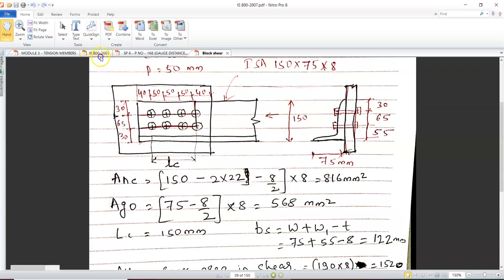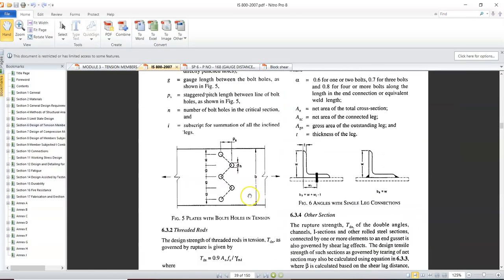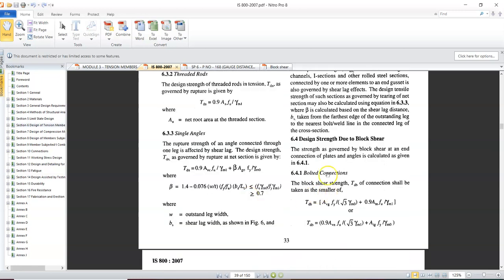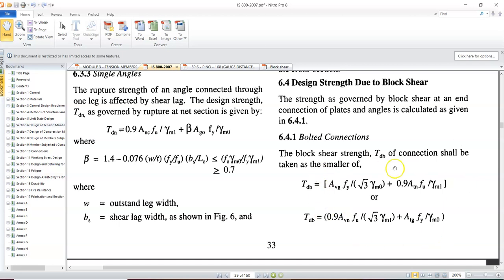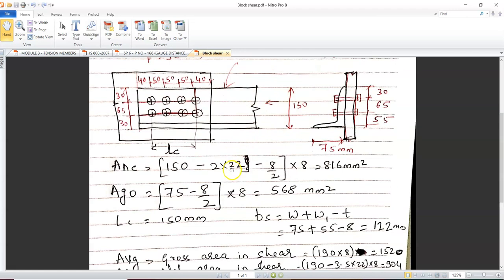Now coming to the formula for block shear failure. You have to refer to design strength due to block shear, that is clause 6.4.1. Write down both the formulas, that is Fy, AVG, given here on page number 33. The familiar terms are already Fy, gamma m0, Fu, gamma m1. The only new terminologies are AVG, AVN, ATN and ATG, which were already discussed earlier. The calculations are shown here.